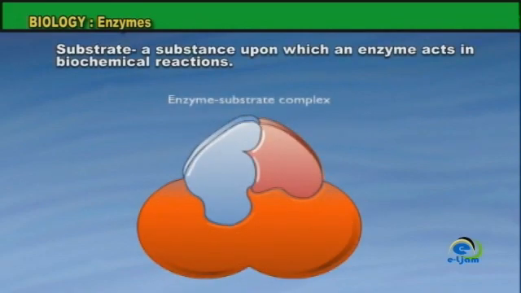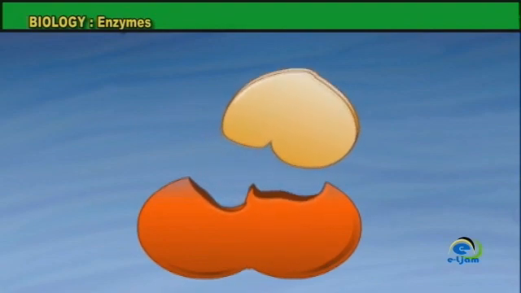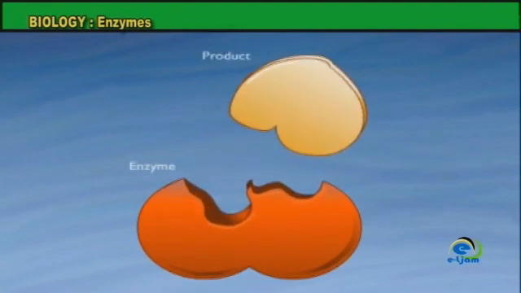The substrate is the substance that the enzyme acts on in a biochemical reaction. This occurs so that a reaction can take place. When the reaction is complete, the product or products leave the active site. Without these catalysts, reactions would occur too slowly to sustain life.